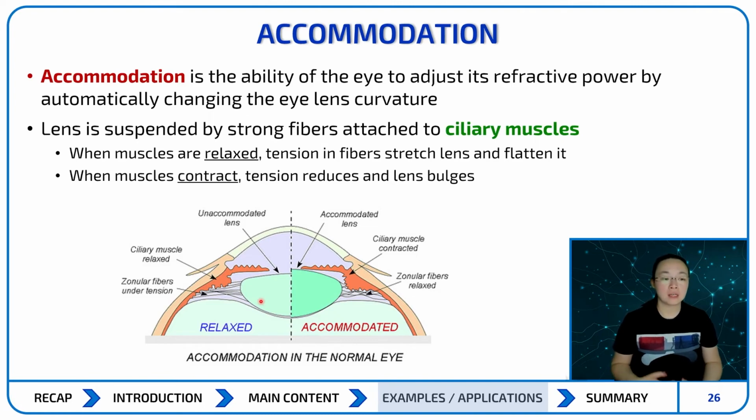And if it's accommodated, the ciliary muscles contract and then create a smaller radius of curvature to increase your refractive power.